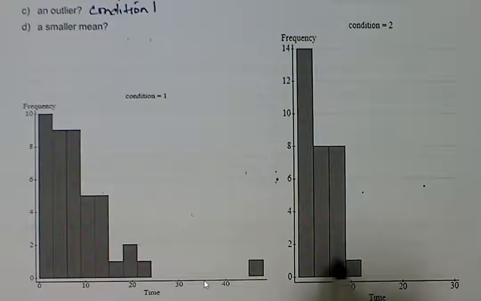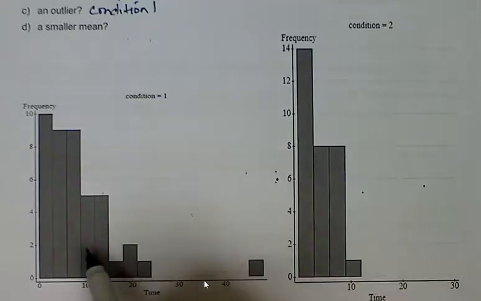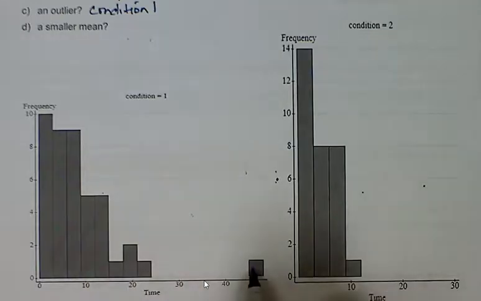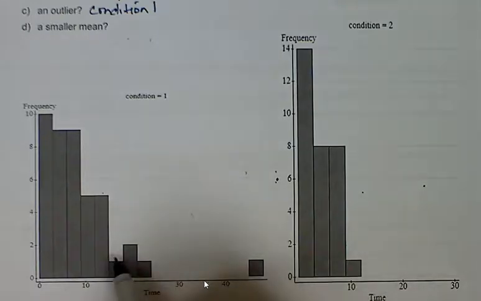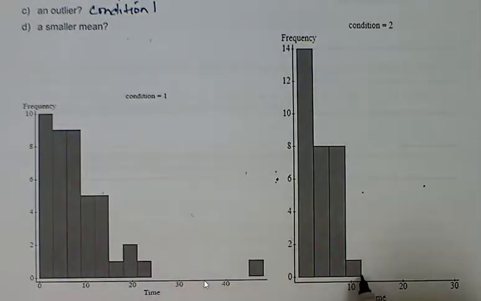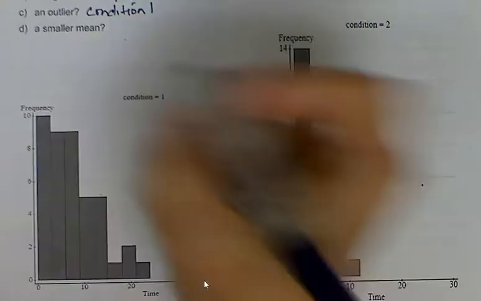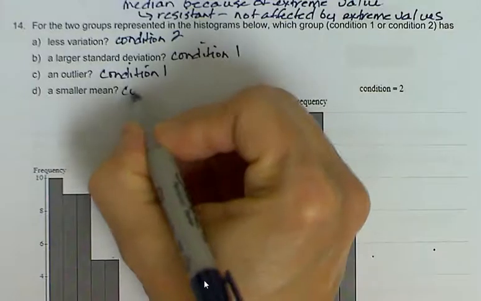Whereas for this group, since all their data is pretty close together between 0 and about 12, the mean would be lower for this group than it would for this one. For this one, even if it didn't have the outlier, the mean would probably be larger, just because these values also go out to a much larger number than these values do. So the one with the smaller mean would be condition 2.